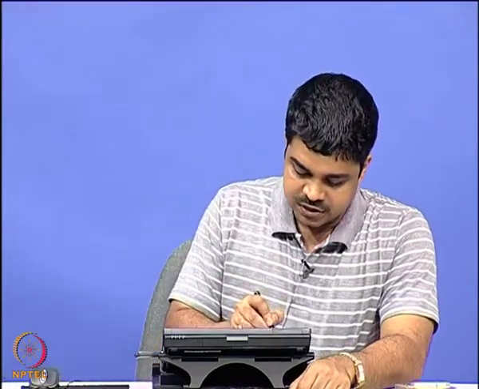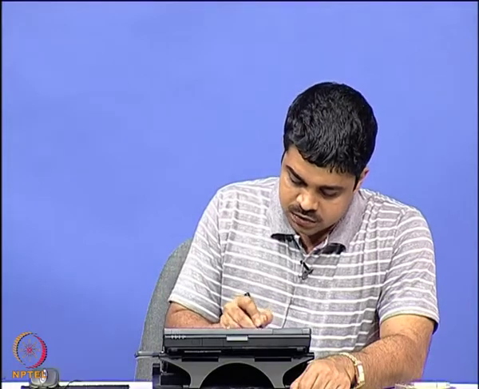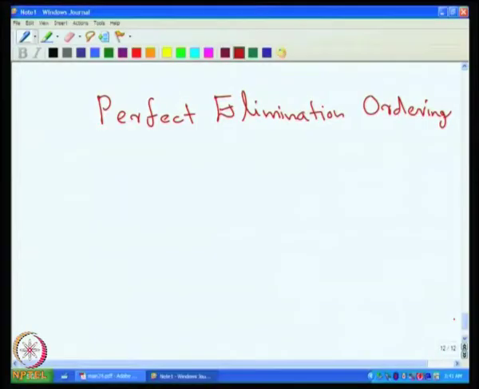And now we know that a simplicial vertex is always available in a chordal graph. This gives rise to the idea of perfect elimination ordering. This is what a perfect elimination ordering in a chordal graph is.